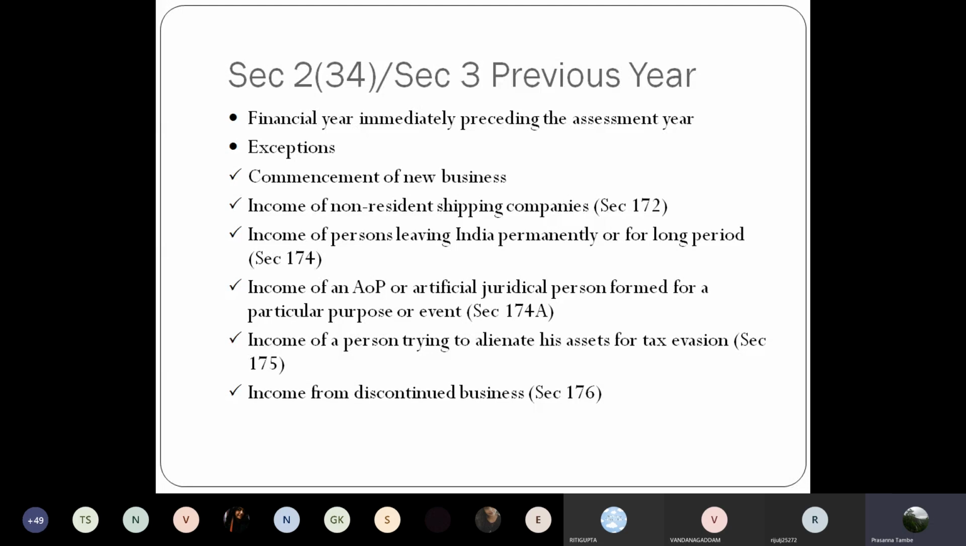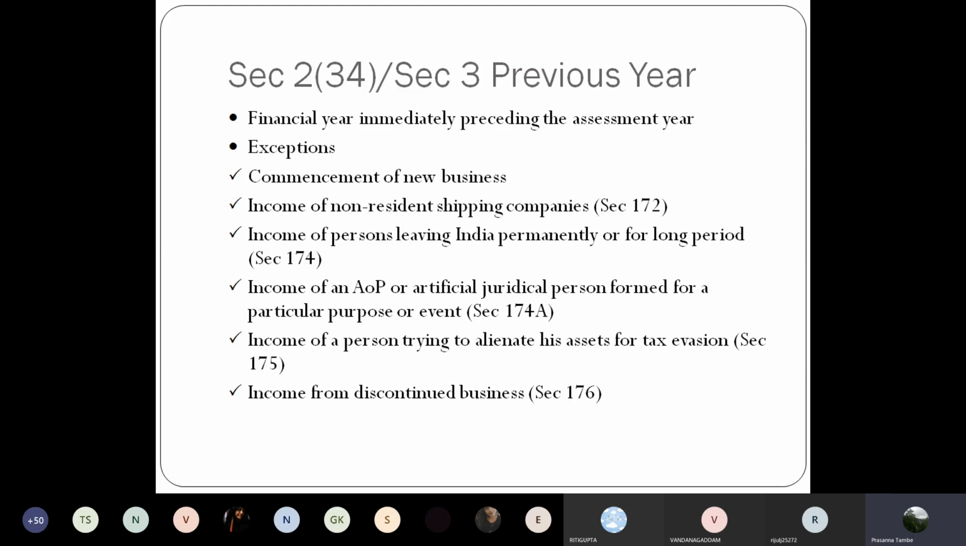So though previous year means the financial year immediately preceding the assessment year, these are the exceptions where the previous year will be determined with a different reference, with a different time frame, and it will not be a full year, it will be only a part of the year. These provisions are applicable only to these exceptional cases. Otherwise, in all other cases, a full-fledged financial year will be construed as the previous year.